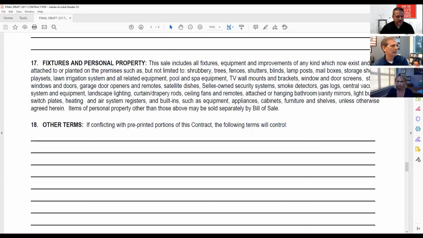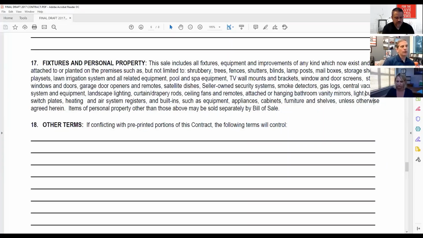You'll see that satellite dishes are here, seller-owned security systems, smoke detectors, central vacuums, landscape lighting, ceiling fans. Ceiling fans is big. We also added mirrors. We got tired of the arguments on the bathroom mirrors. So any bathroom mirrors, including hanging mirrors, attached or hanging bathroom mirrors. So if your client doesn't want to include that bathroom mirror, they better write it in the contract that it does not convey or take it out before they sell the house.